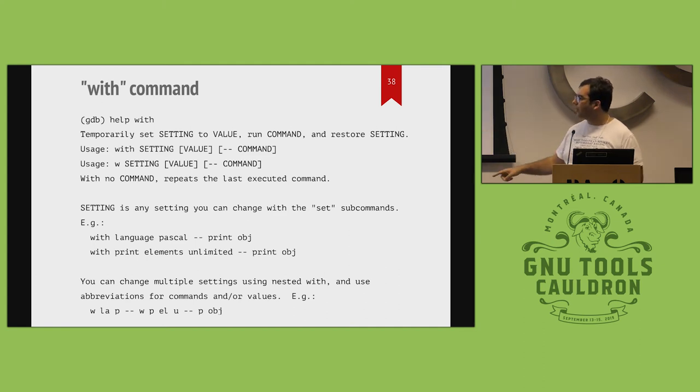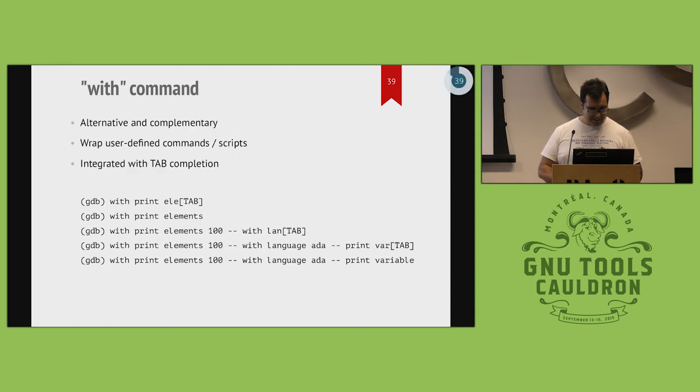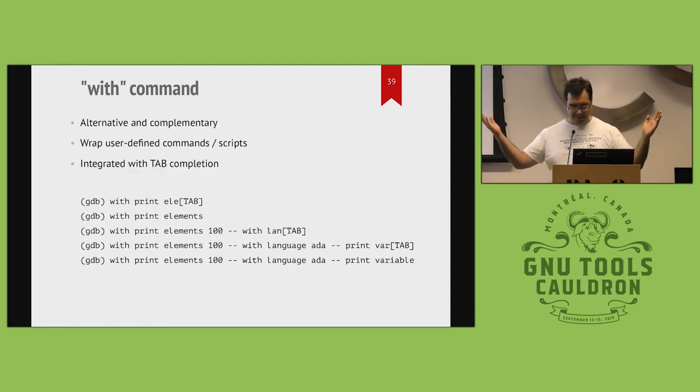The line at the bottom is a nested invocation of with. So you can do like with language Pascal with print elements unlimited print object. Right? So you can combine things. And there's an extra layer on top of that that Philip is working on. I'll let him discuss that at next Cauldron. I think both solutions are good to have. They're alternative and complementary. And they wrap user-defined commands, and it's integrated with tab completions.